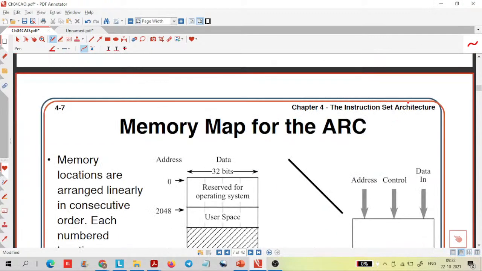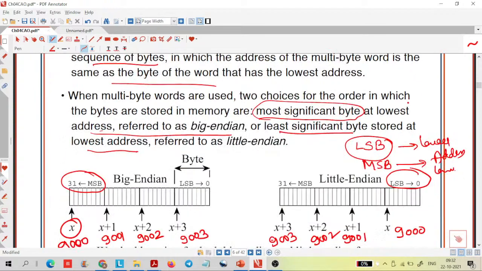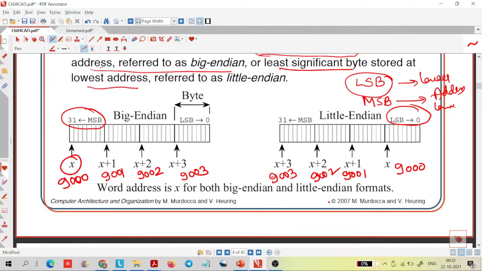Okay, so that is about the big endian and little endian data formats, the sequence of the data, how it is stored. That is about the big endian and little endian format.